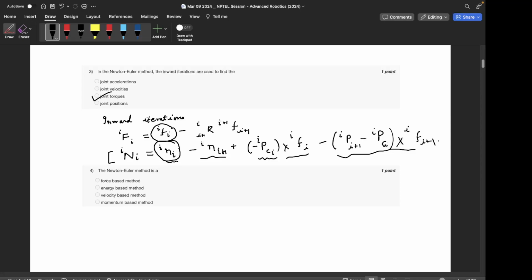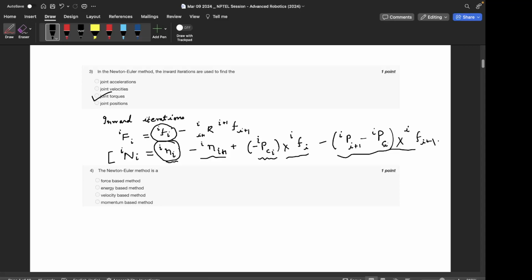In the previous session, sir, we discussed that when we say small fi, is it the force applied on link i by link i plus one? We discussed, no, sir, by the definition it is the force that is applied on link i by link i minus one. Yes, on link i by link i minus 1.